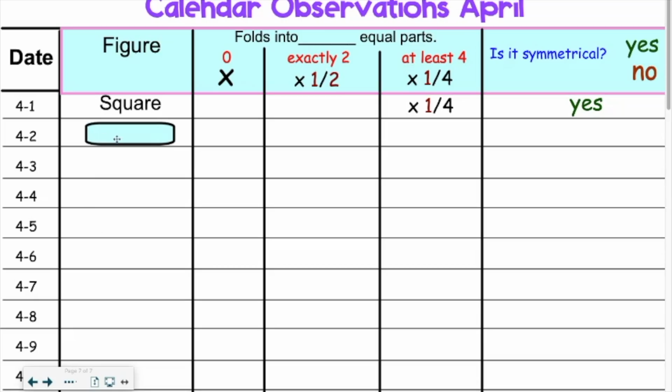All right, today's shape is a triangle. We found out that that triangle folds into exactly two parts, and those two parts were symmetrical. So a triangle folds into exactly two equal parts, and those two parts were symmetrical.